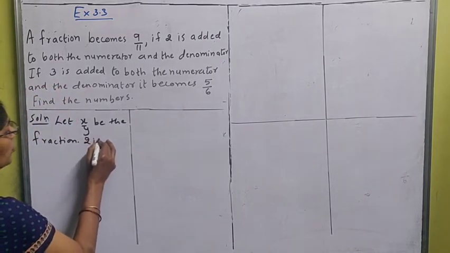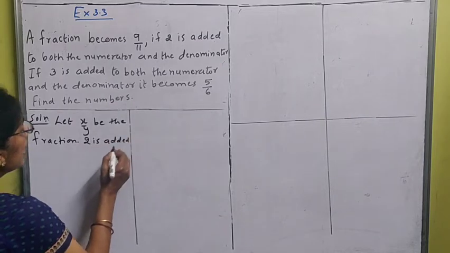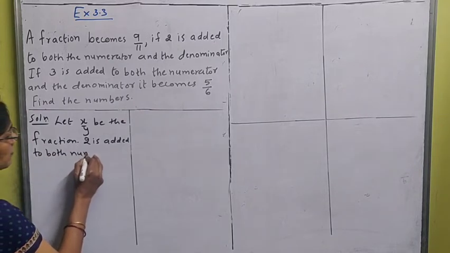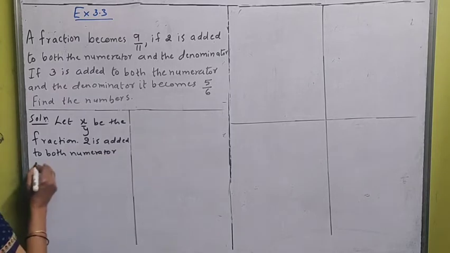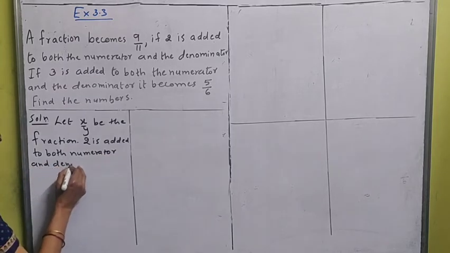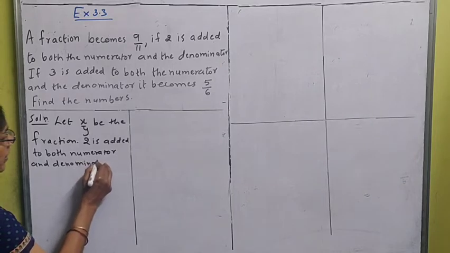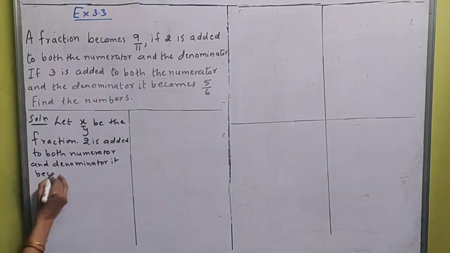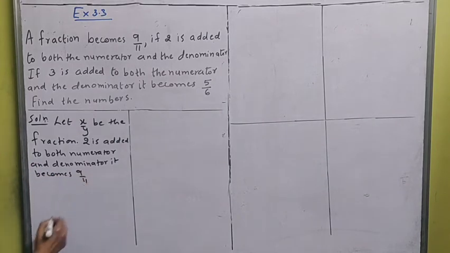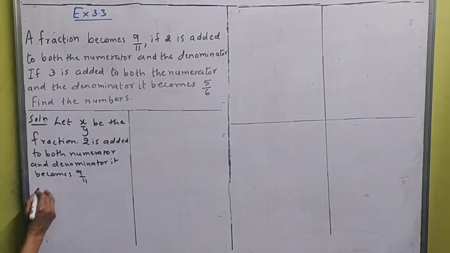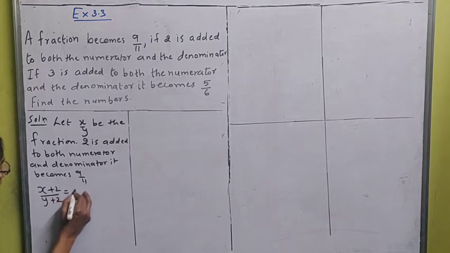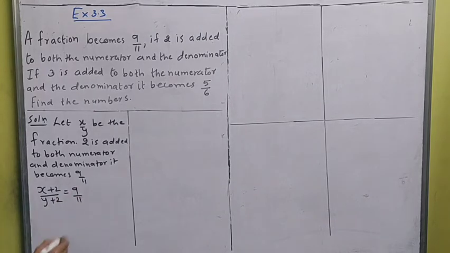Okay. What it says is that 2 should be added to both numerator and denominator. It becomes 9 by 11. So what is our fraction? x is there, it is in the numerator, 2 you add to it; y is in the denominator, 2 you add to it; it should become equal to 9 by 11.